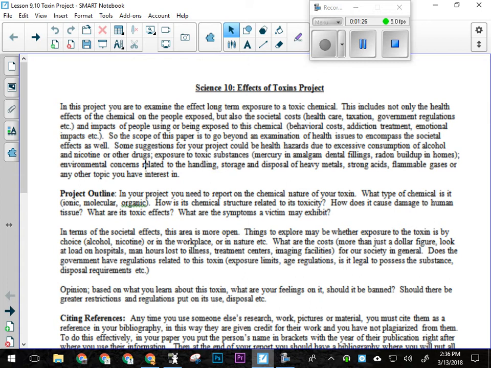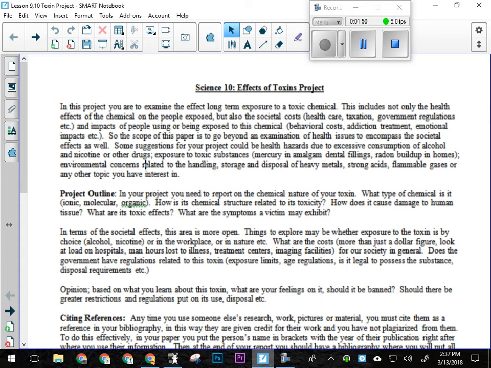The second half, and it does need to be equal parts, is the societal effects of your toxic chemical. This is a little bit tougher because you have to think a little bit more. You're not always going to outright find the answers for what the societal effects of a toxic chemical can be. You sometimes just have to think about those. You can find some of it, but you'll have to think some of it up as well.